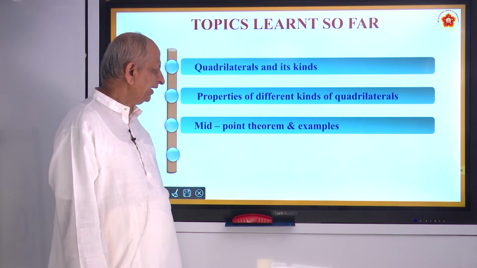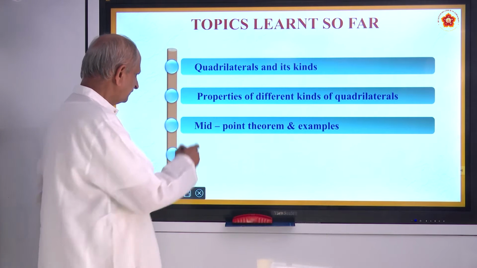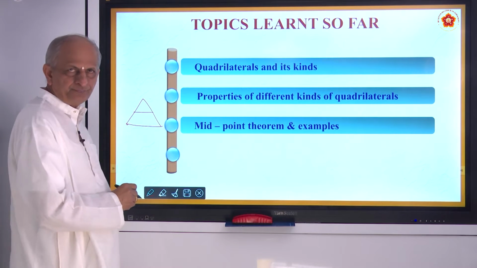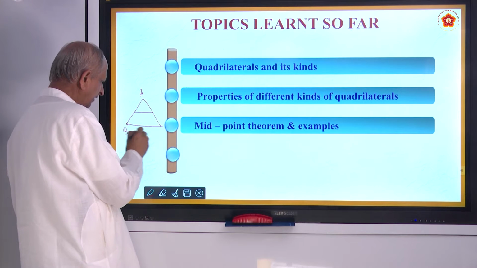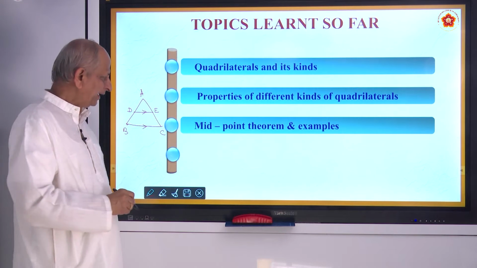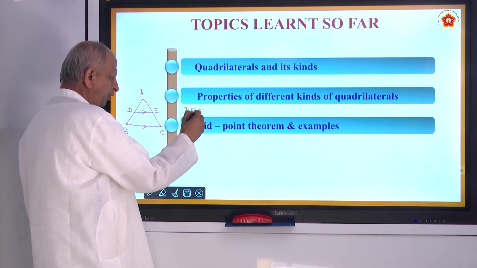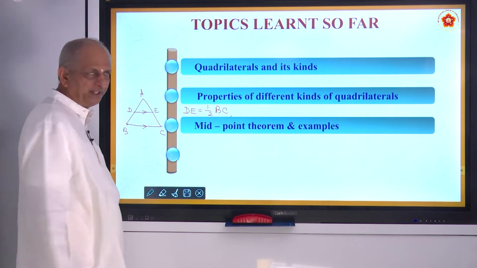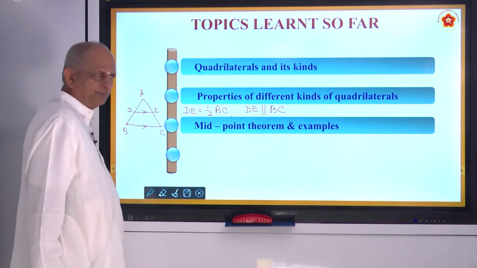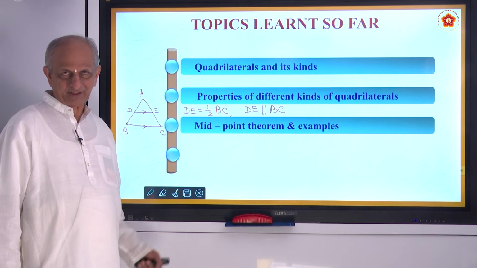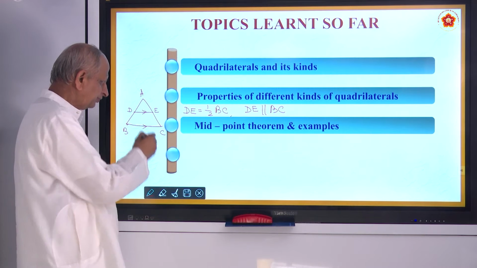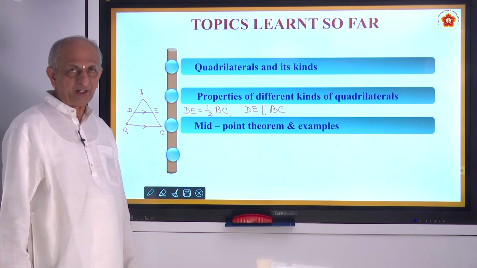And also we have seen the midpoint theorem. What is the midpoint theorem? Suppose you have a triangle ABC. If a line DE is drawn parallel to the base, then DE is equal to half of BC, and also DE is parallel to BC. D and E are the midpoints of the two sides. It can be the other way also: you can draw a midpoint here also, or here also. So that is called the very important midpoint theorem.